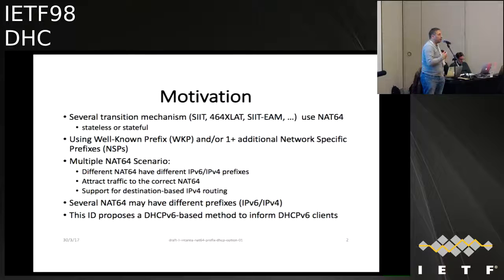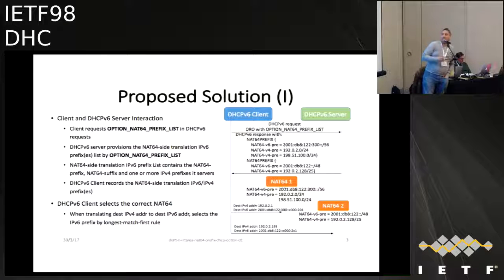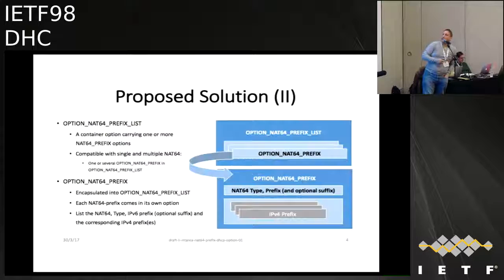We know that this could be done by some kind of policy-based routing and so on, but we believe that this is the more straightforward way to inform the clients and not needing other options. I can show you basically what we have in the draft: the flow diagram of the interaction, nothing new for the DHCP options, and then the next one, the information that we have in the prefix and so on.